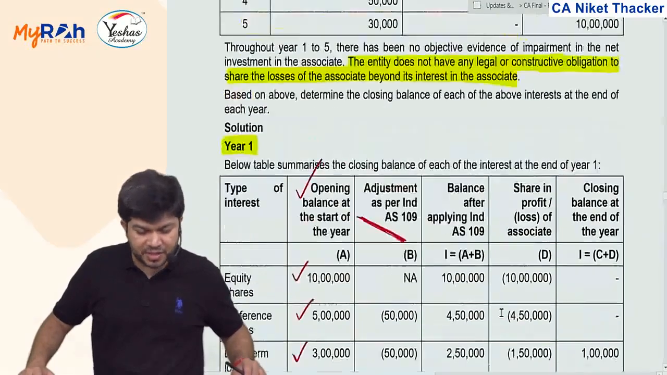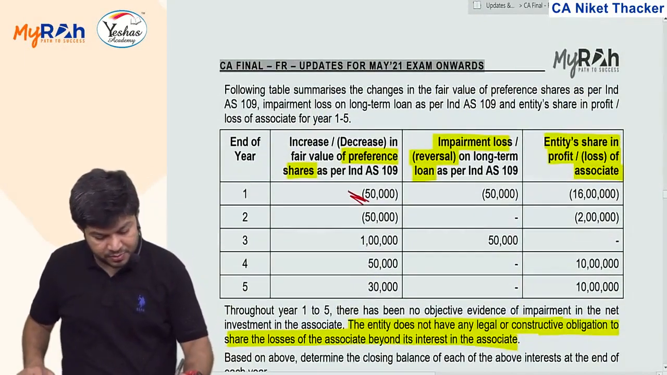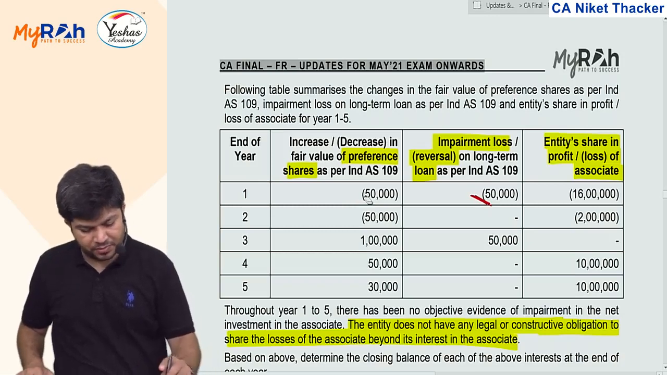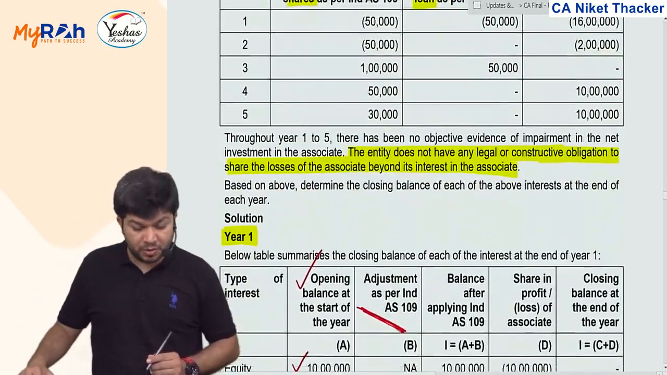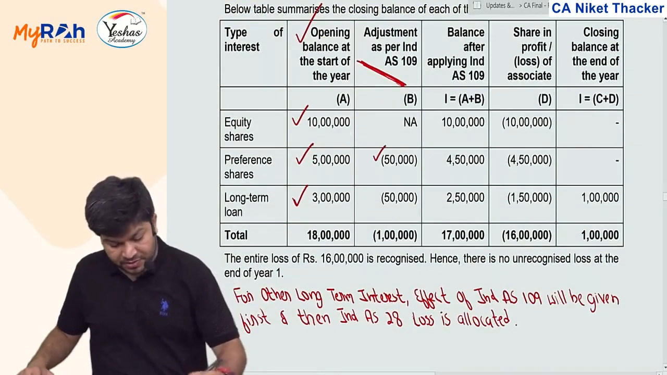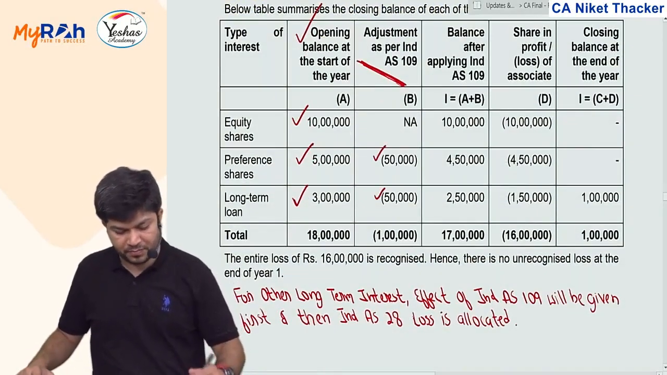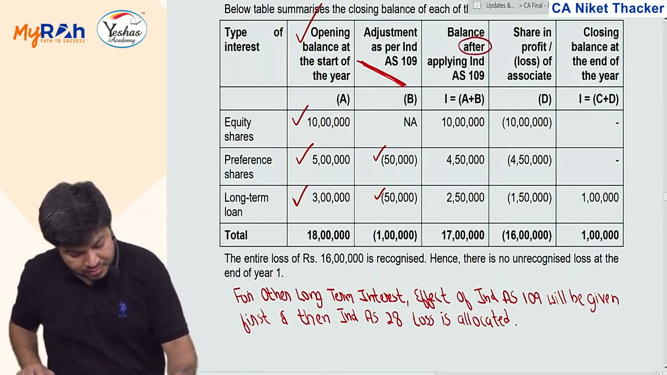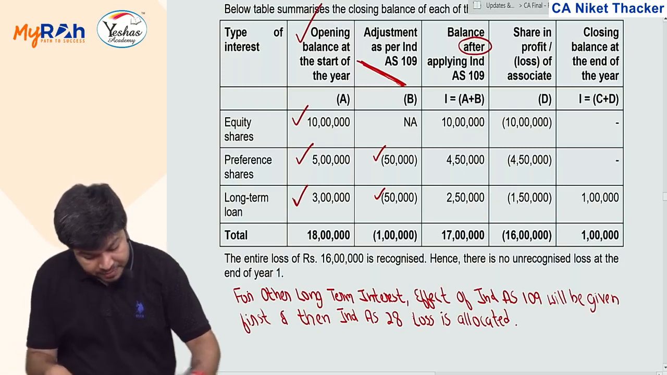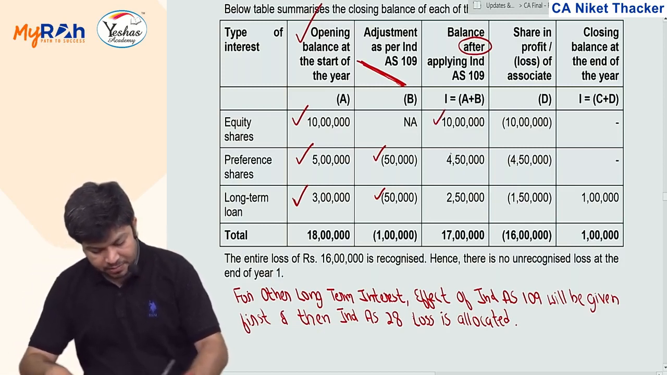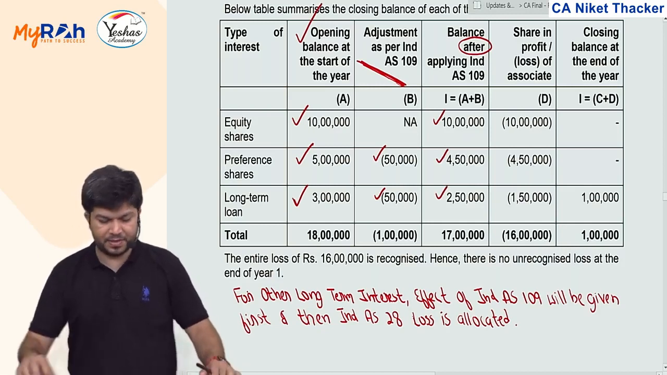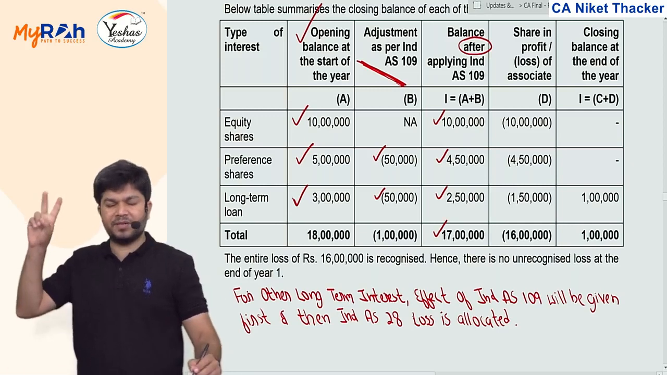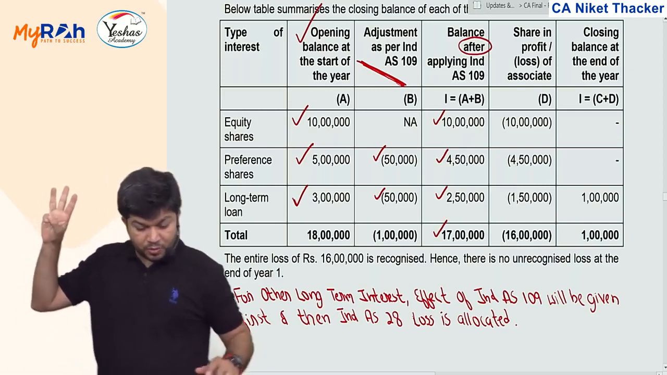Go and check the adjustment in preference share in the first year. It goes down by 50. Loans also go down by 50. So these are the balances after applying 109. Equity share, not applicable. This is 450, 250. Equity is 10, preference 450 and loans are 250.